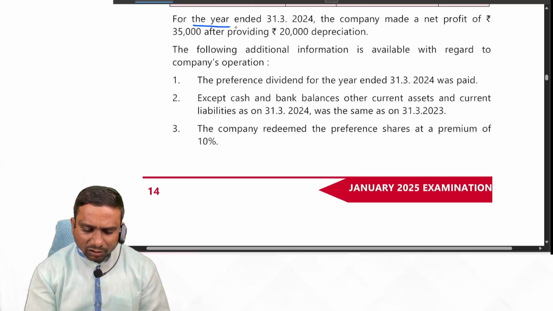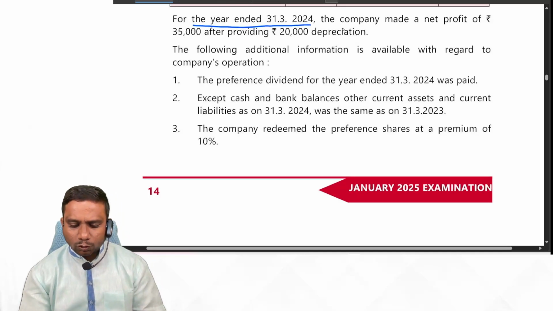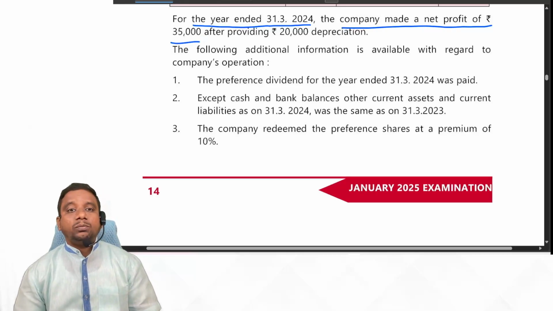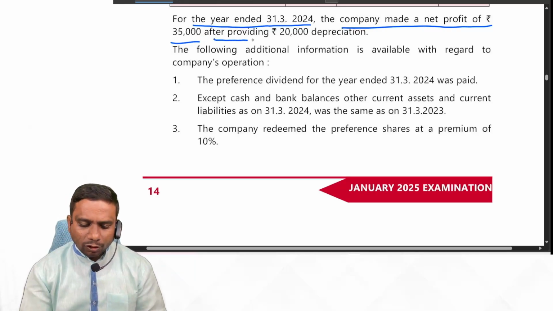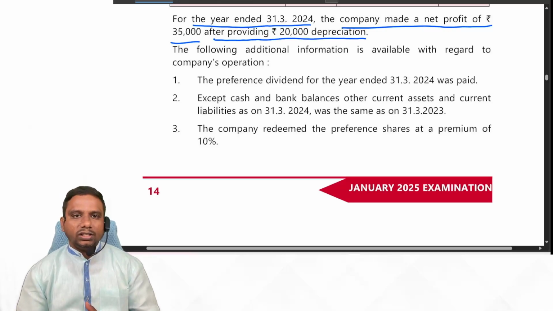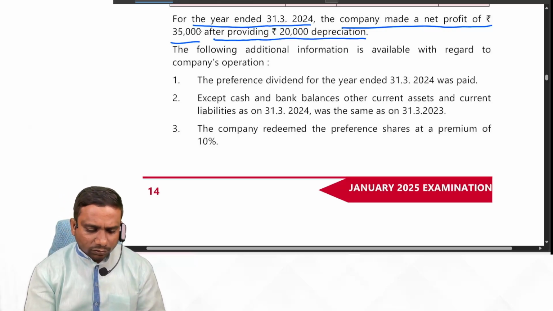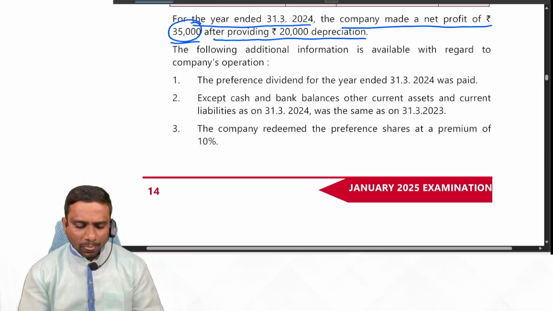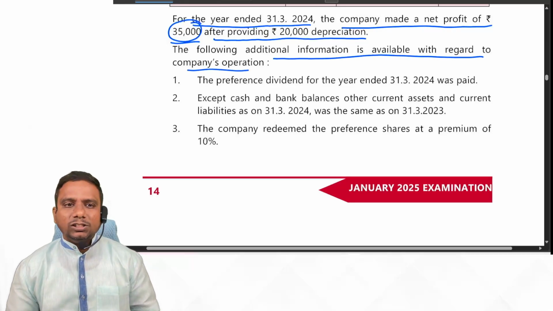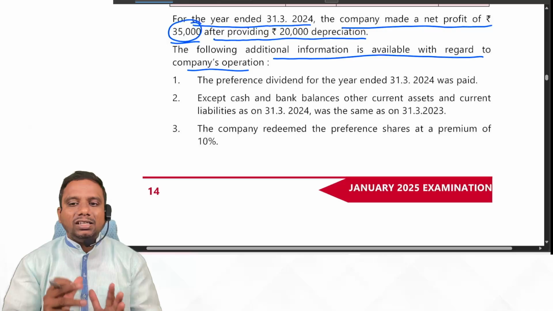Now, for the year that ended 31st March 2024, the company made a net profit of 35,000 after providing 20,000 depreciation. Okay, profit for the current year 35,000 we have. The following additional information is available with regard to the company's operation. This problem they have given somewhat differently, students.